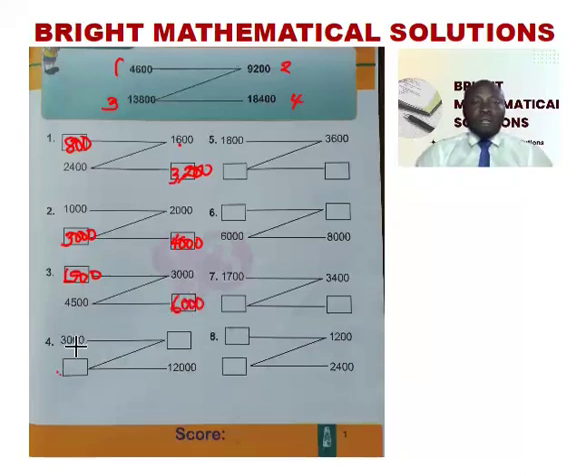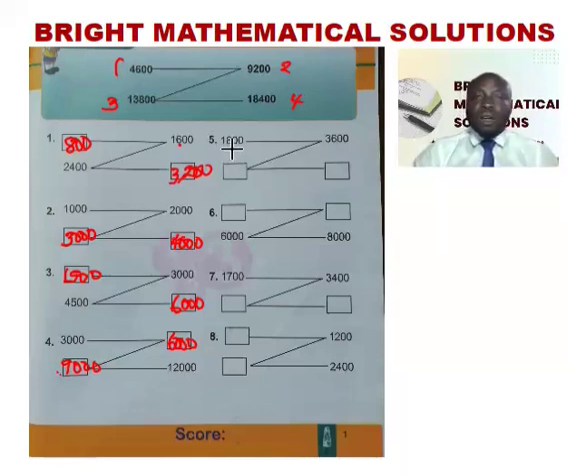So we have 3,000 here, which is our basic. Add 3,000 to this, so this will give us 6,000. Add another 3,000 to this, this will give us 9,000. If you add another 3,000 to this, definitely it will give you 12,000. Now let's go to the next one.